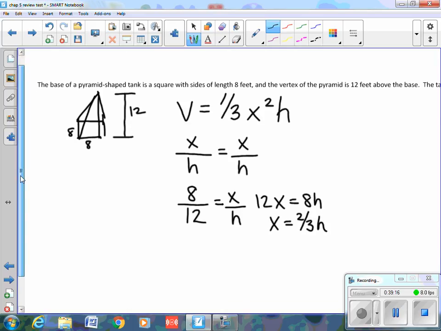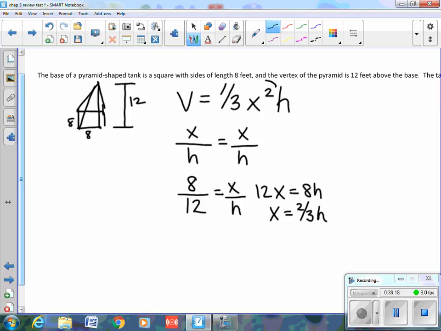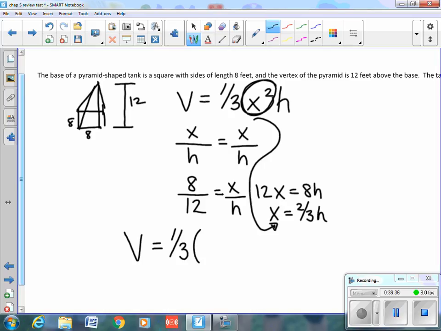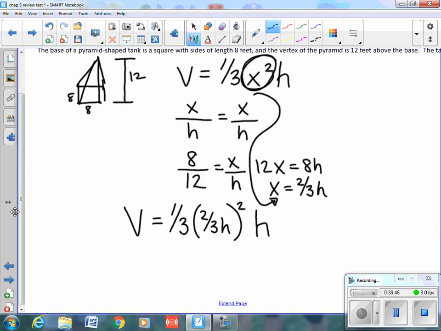What you're going to do is replace the x squared with this. Do not find the derivative yet. All we are doing is substituting letters for variables. Leave it as V equals 1/3, parentheses, in place of the x we're going to put 2/3 h and square it. And then put another h next to it because there's another h in your problem. Again, I still haven't found my derivative.